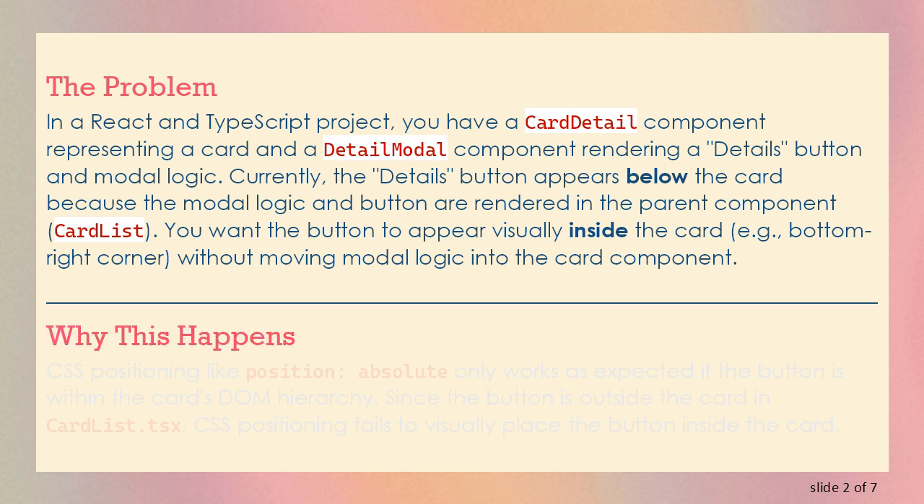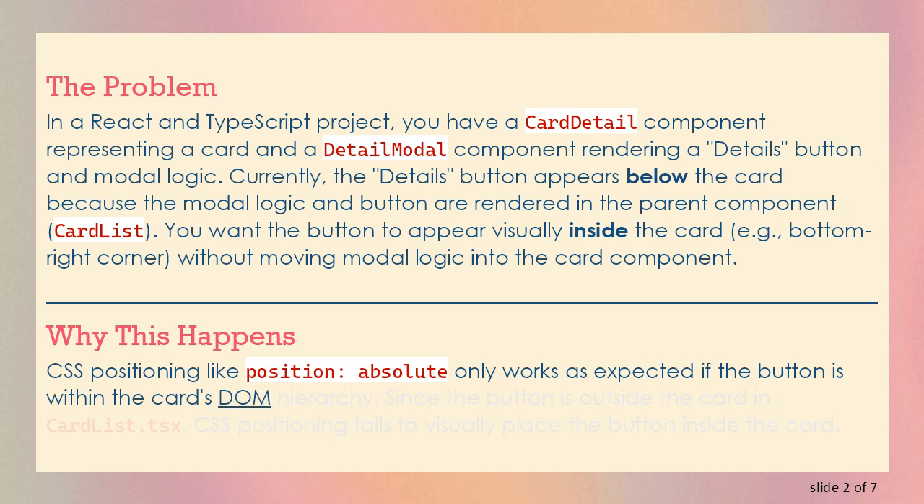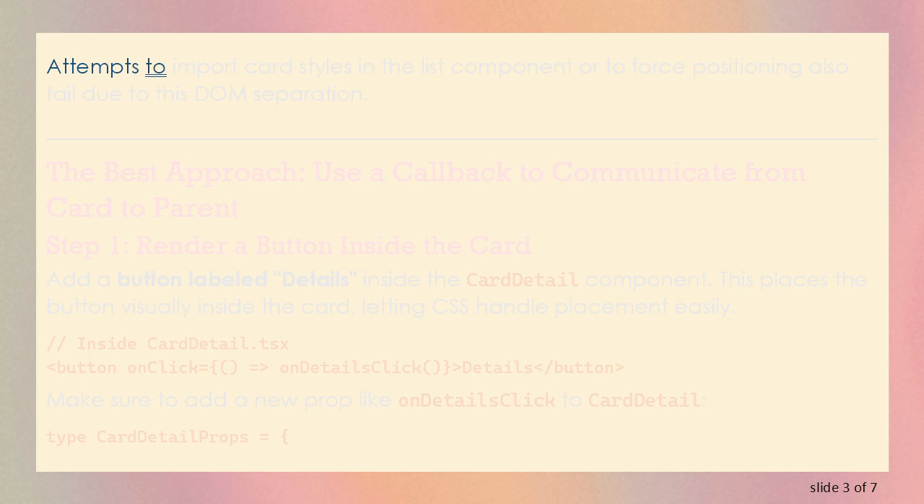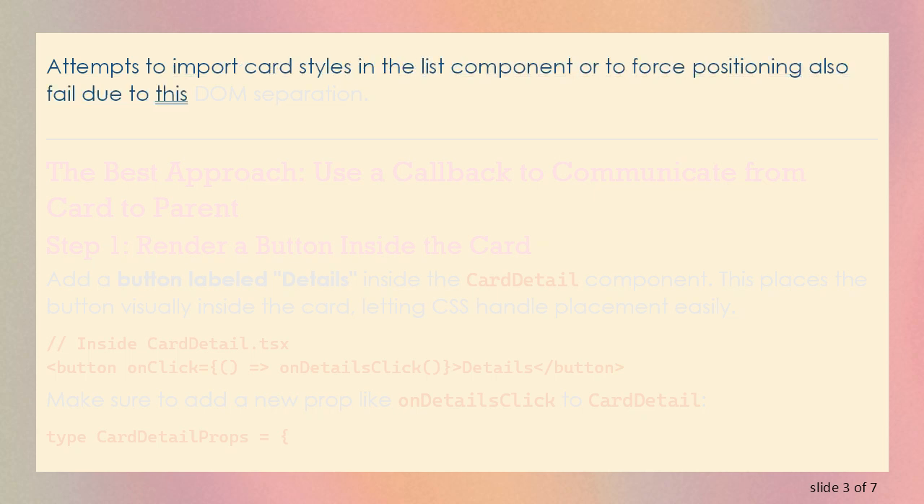Why this happens? CSS positioning like position absolute only works as expected if the button is within the card's DOM hierarchy. Since the button is outside the card in CardList.tsx, CSS positioning fails to visually place the button inside the card. Attempts to import card styles in the list component or to force positioning also fail due to this DOM separation.